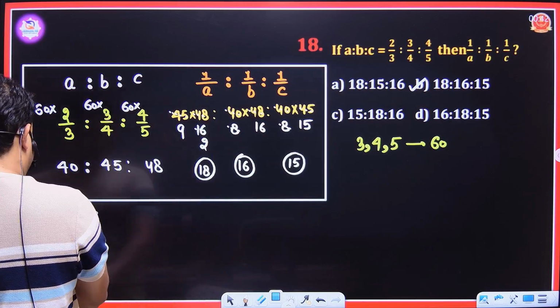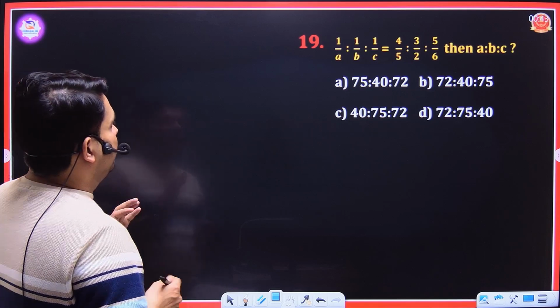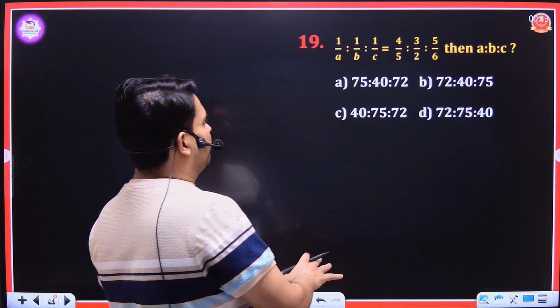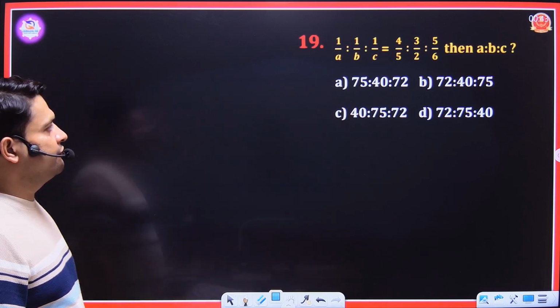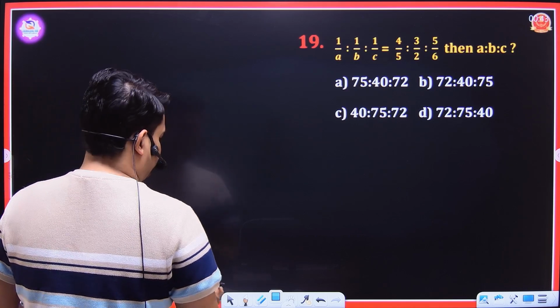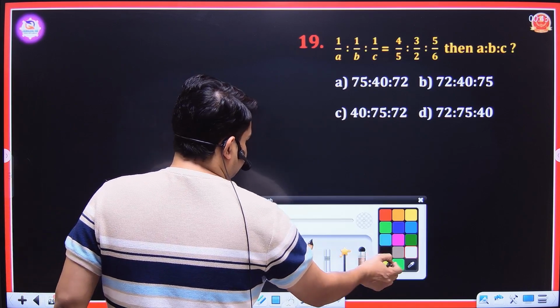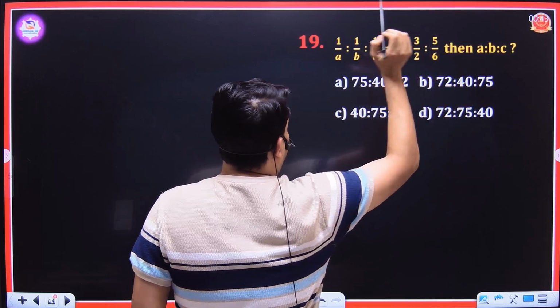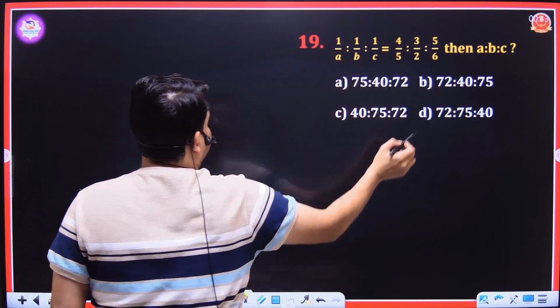Next, 1 upon A ratio 1 upon B ratio 1 upon C is equal to 4 by 5 ratio 3 by 2 ratio 5 by 6. Then A ratio B ratio C is? See, this one is a particular ratio and this one is the reciprocal. So first of all, we will simplify this ratio.